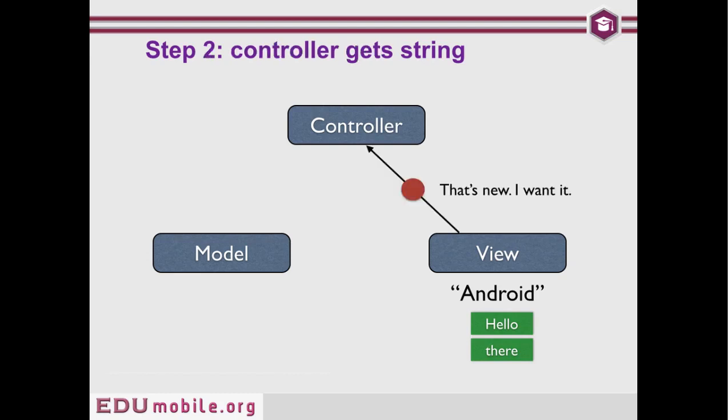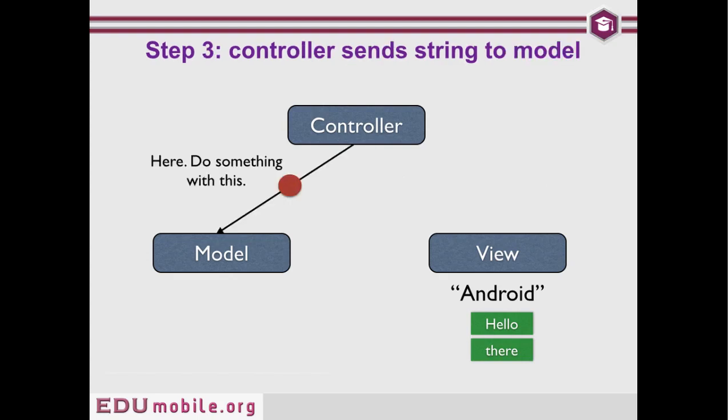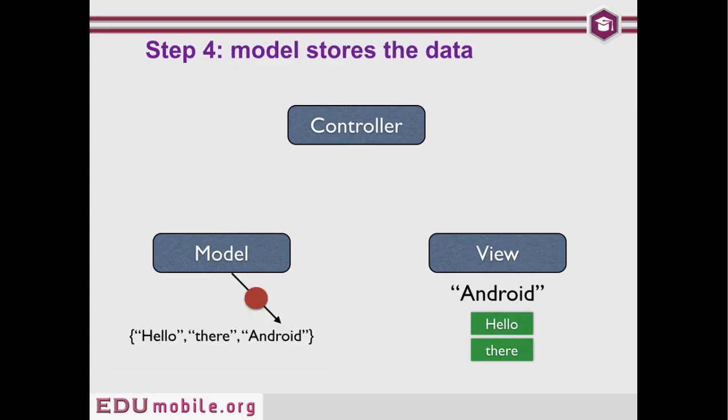The controller says, hey, that's new. I want that. And so the controller gets the string. The third step, the controller sends the string to the model. Here, do something with this. So our red dot here represents the string Android. And so the model says, oh, okay, I know what to do with that. Internally, I'm going to add that to an array. So I've already got hello and there that we've displayed in the view. So now I'm adding the string Android. So internally, I know what to do with that.